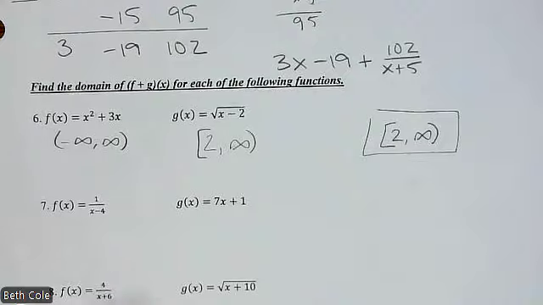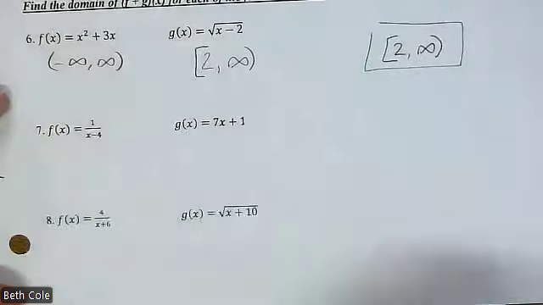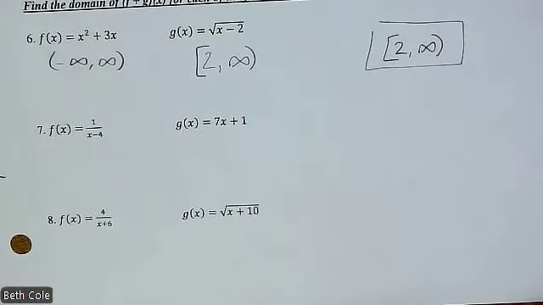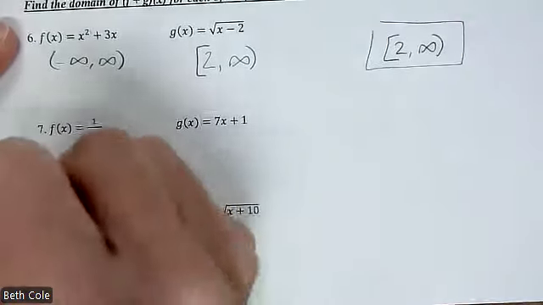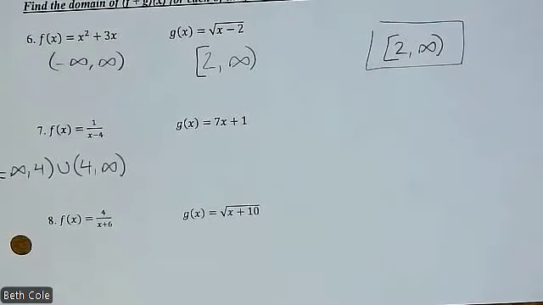Let's try it again. Who's your troublemaker for this one? 4. You're going to leave out 4. Does anyone remember how to write that? Let me just check, because the other one was a little tricky. Good, perfect. And then 4 to infinity. Nice job. You're leaving out 4.